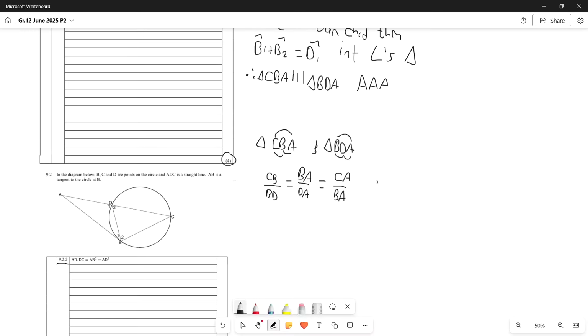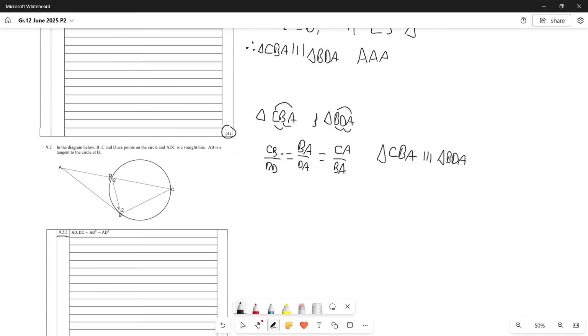So we just write triangle CBA is similar to triangle BDA as our reason to show us that these sides are in proportion. We then need to go ahead and see which of these pairs we have to use to set up this equation, because we only need to use two of them. So we have a BA or an AB here, so this guy is probably important. We also have an AD and a DC.